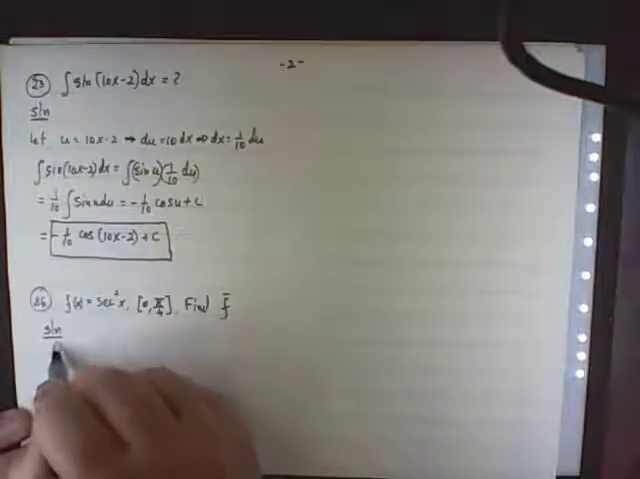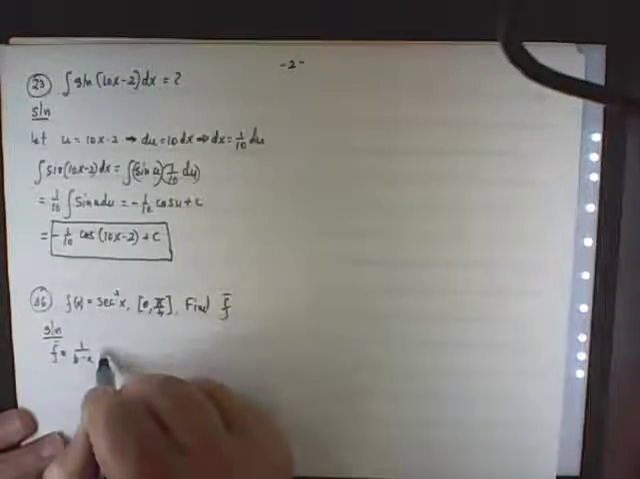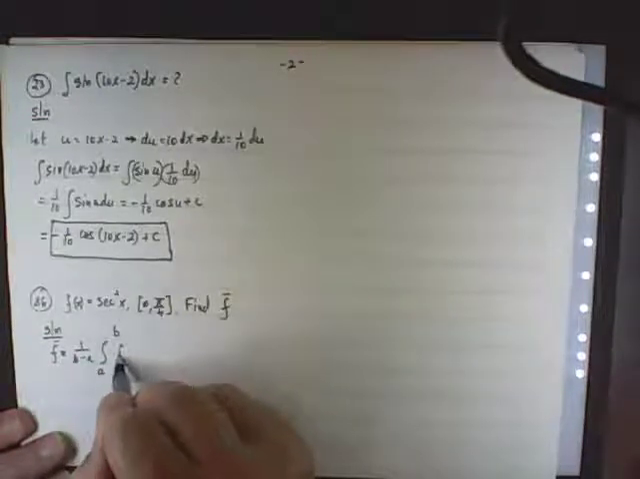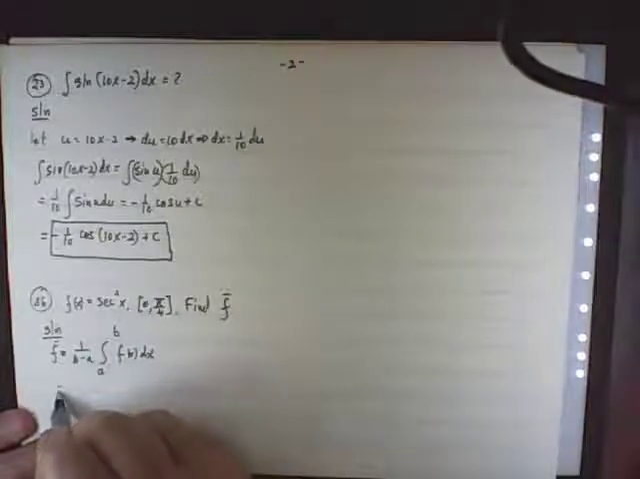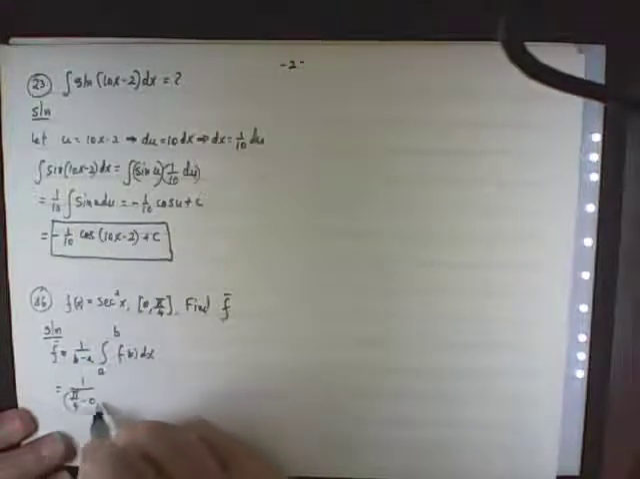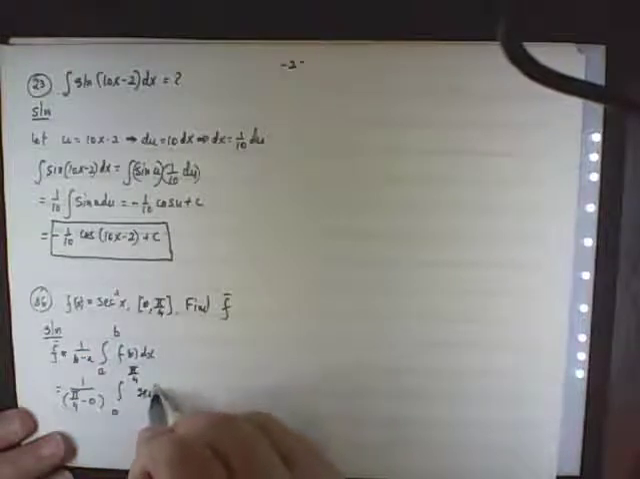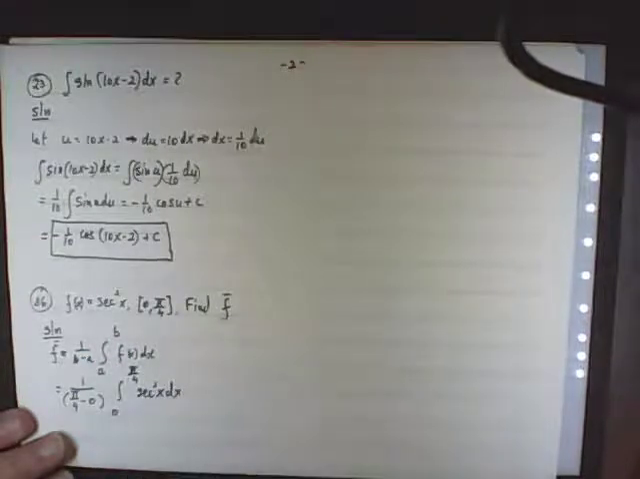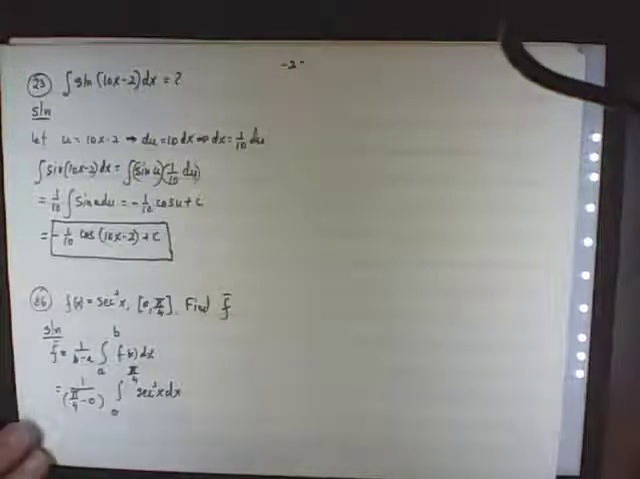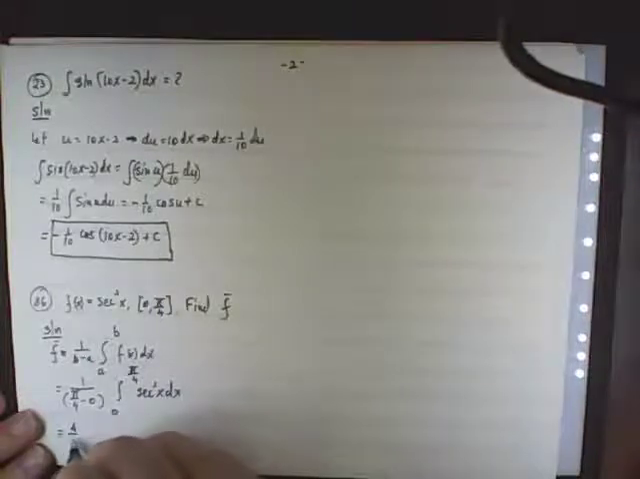So f bar, again, the formula is 1 over b minus a, integral from a to b of f of x dx. In our case, it will be 1 over pi over 4 minus 0, the integral from 0 to pi over 4 of secant squared x dx. Okay, secant squared is the derivative of the tangent. So 1 divided by pi over 4, you divide by a fraction, you multiply by the reciprocal. So 1 over pi over 4 becomes 4 over pi.